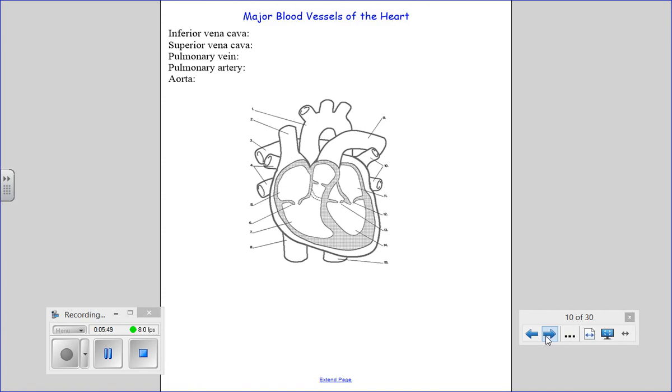Now we're going to talk about the major blood vessels. The first blood vessel, even though I said there's groups of 4, I'm counting as 1 because it's 2 branches of the same blood vessel. We're talking about the inferior vena cava and the superior vena cava. The inferior vena cava is number 8 on the diagram. The superior vena cava is number 2. Now these are both branches of the same major vein. So this is a vein.